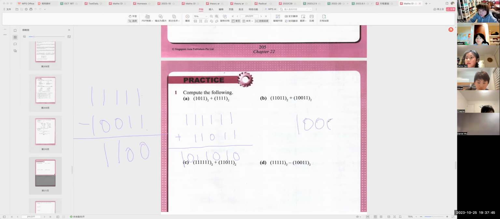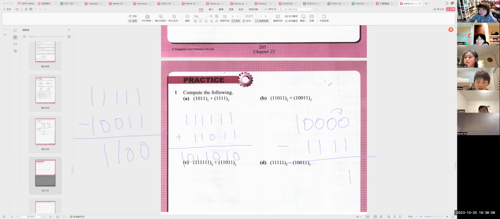If I give you 1000 minus 1111, how do I do it? So this one you need to borrow to get it. So it's actually 2 minus 1 equals 1. Correct? So this one equals what? So it's actually just equal to 1. Get it?